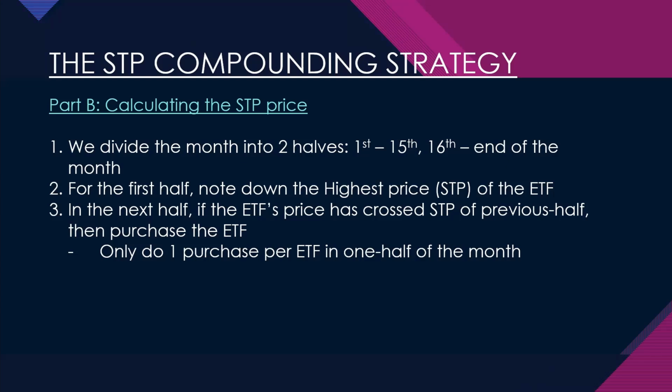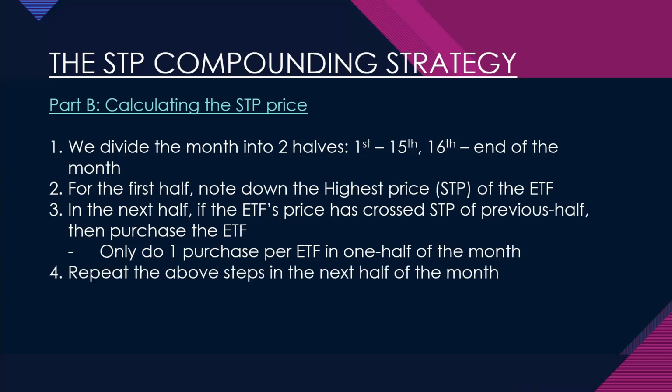So if that amount, the STP amount, crosses in the second half, we will purchase ETF worth 1,000 or whatever your SIP amount is. Okay, and you will just purchase one SIP in one half of the month. And then we will keep repeating this every next half of the month. So whatever is the highest price of the previous half, we will note it down. We will just get it from the Google Sheet. And whenever the ETF crosses that amount, we will buy ETF worth one SIP amount. In this example, 1,000 rupees of SIP. So this is how we are calculating and investing.